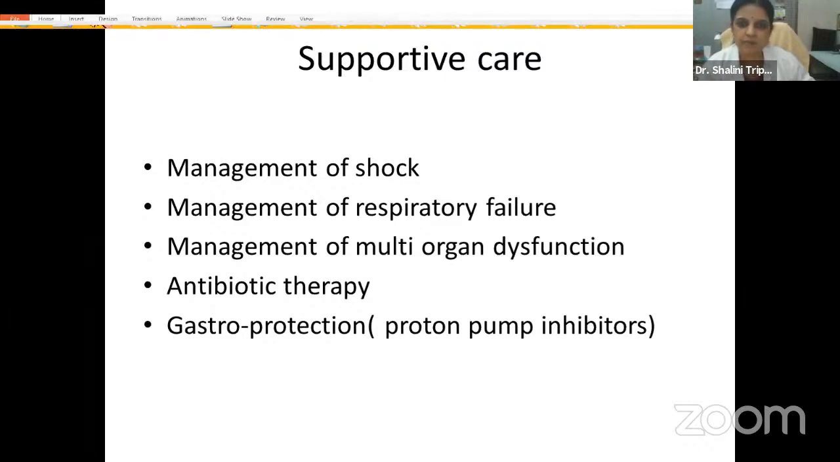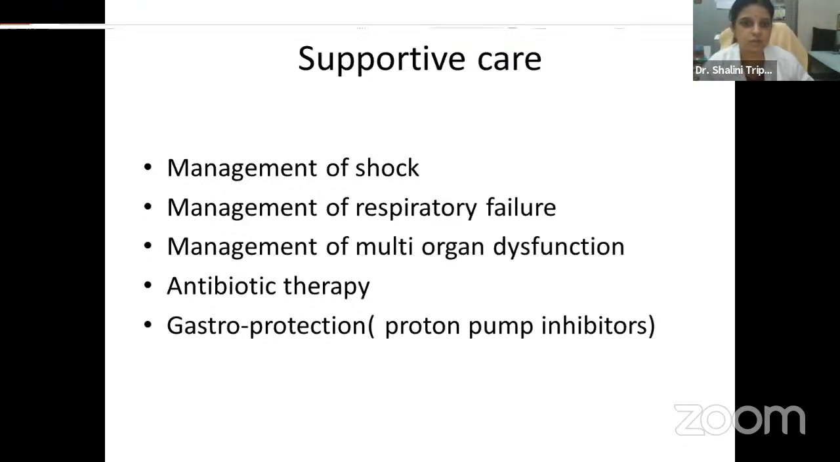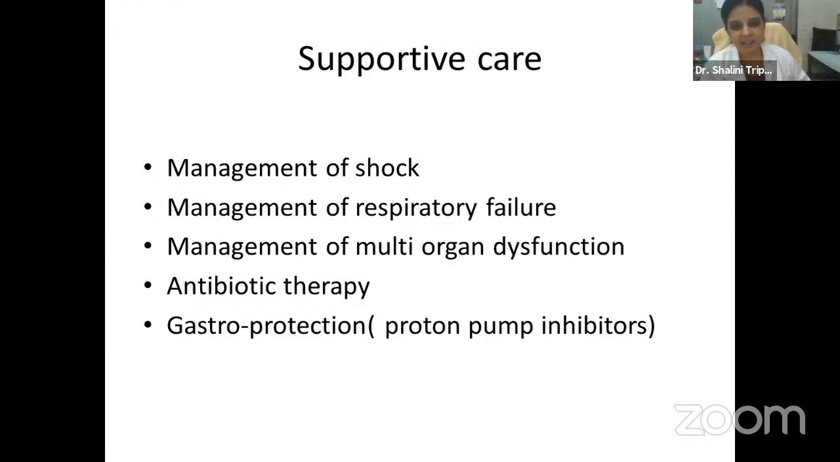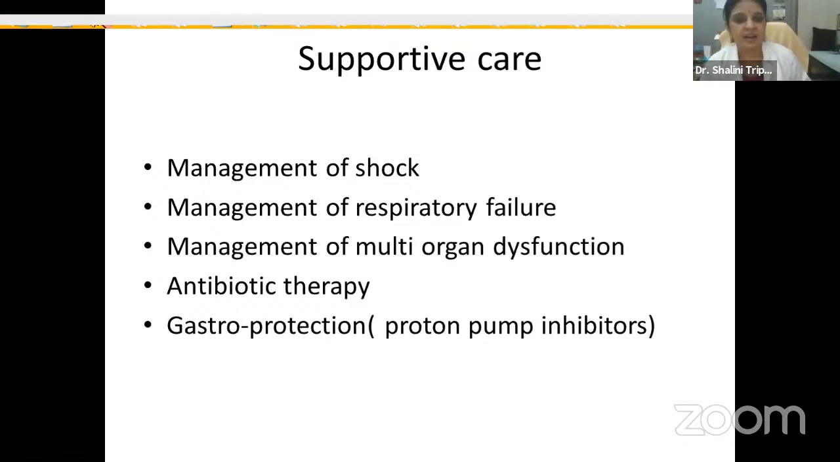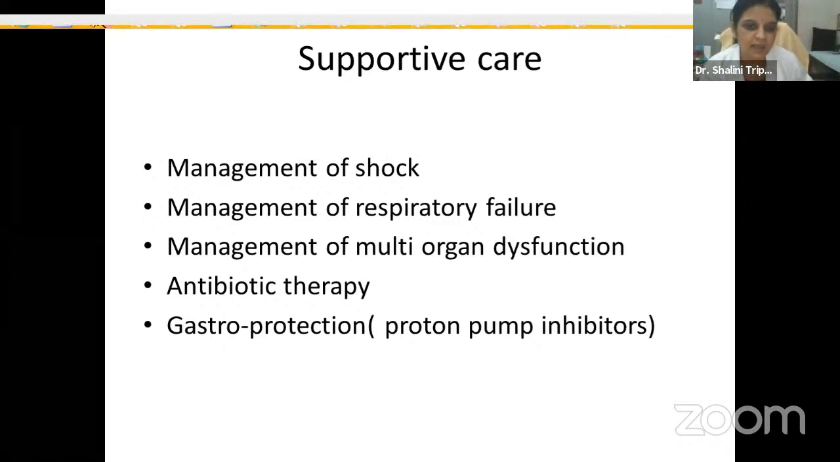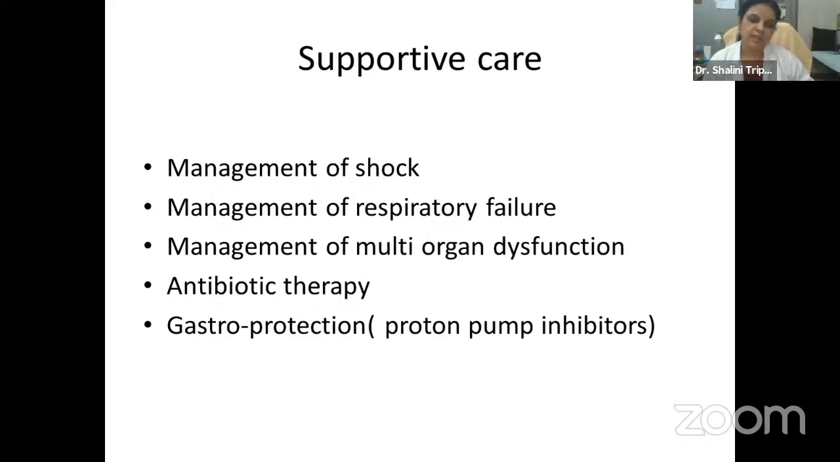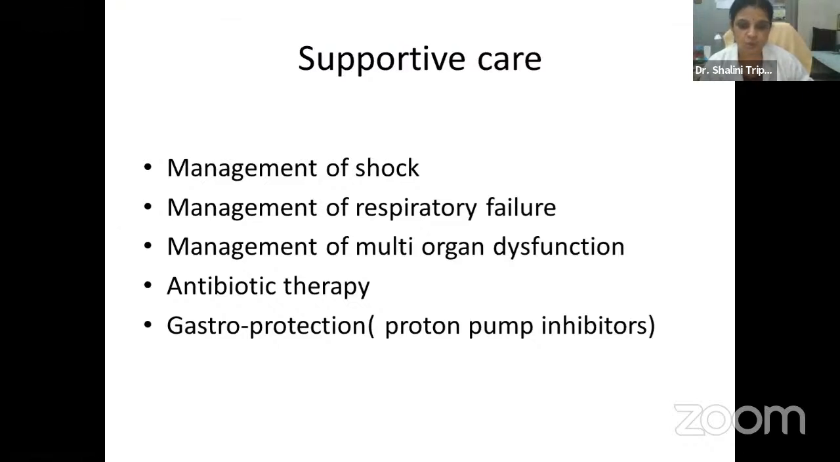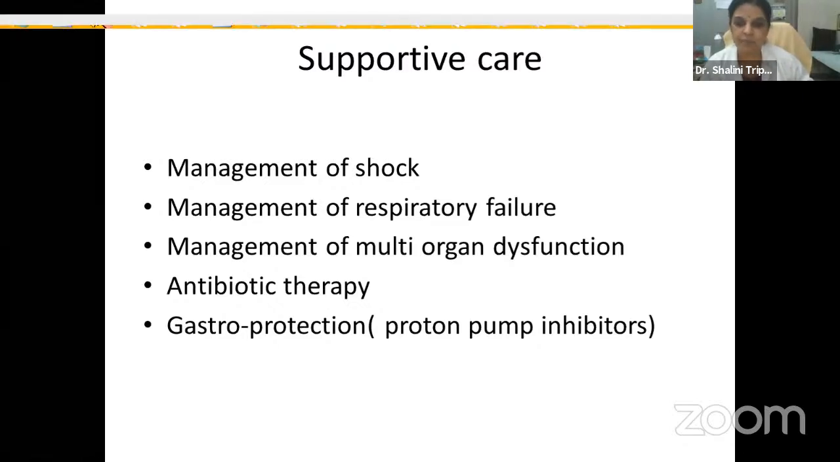So supportive care, as already discussed by the previous speakers, includes management of shock, management of respiratory failure, ventilation if needed, and management of multi-organ dysfunction. Antibiotic therapy is to be given if the patient has evidence of infection, sepsis, or culture positivity, and for gastroprotection we need to give proton pump inhibitors.